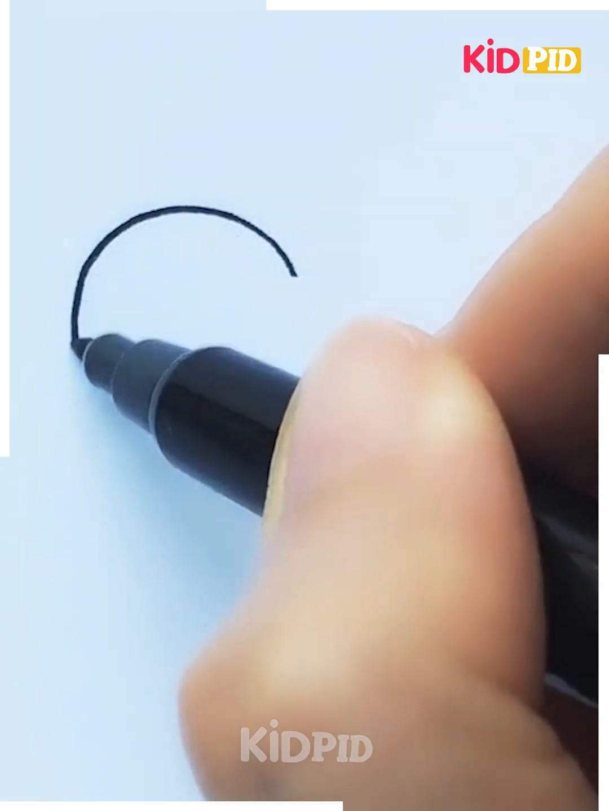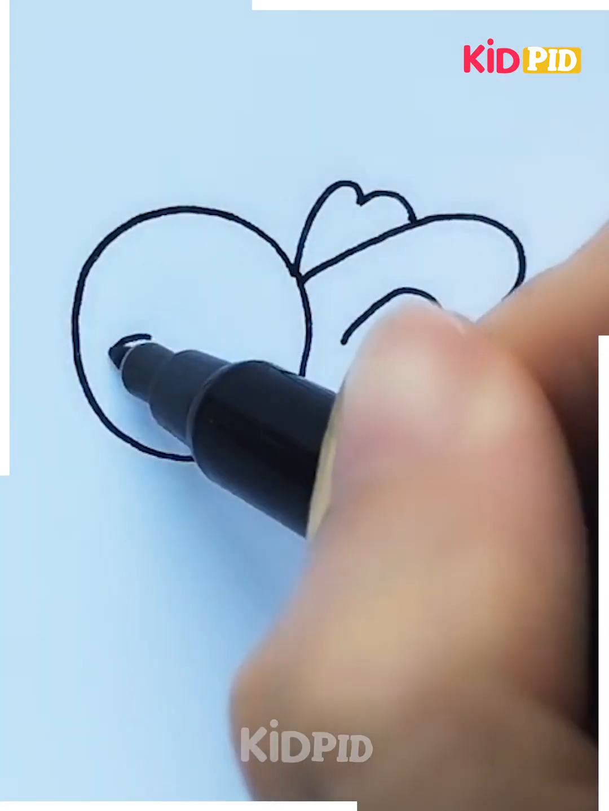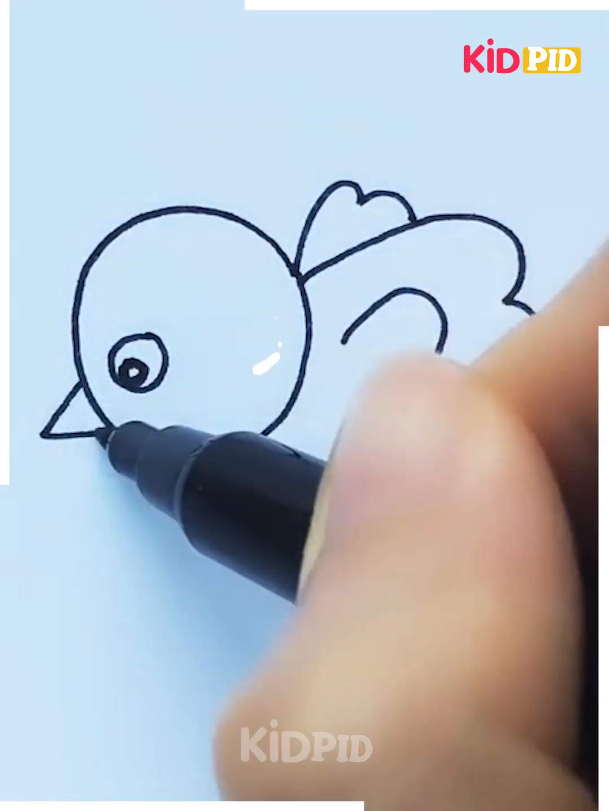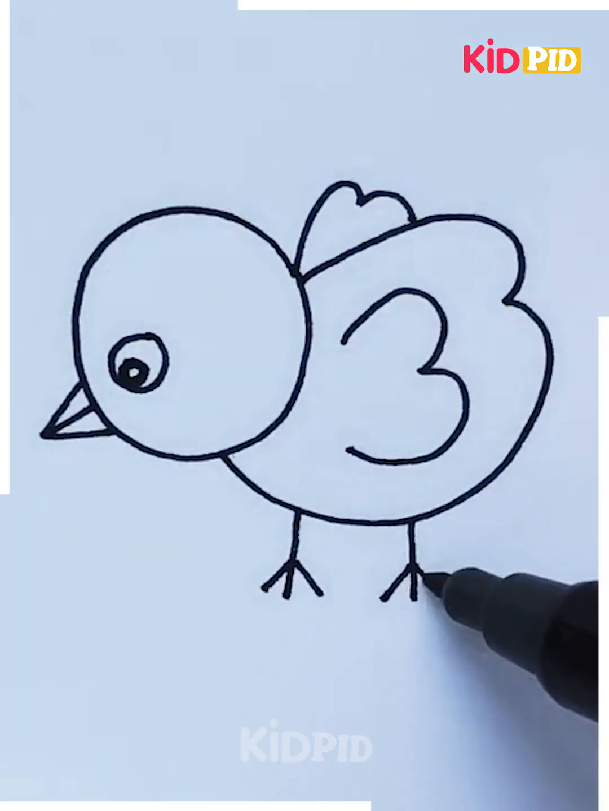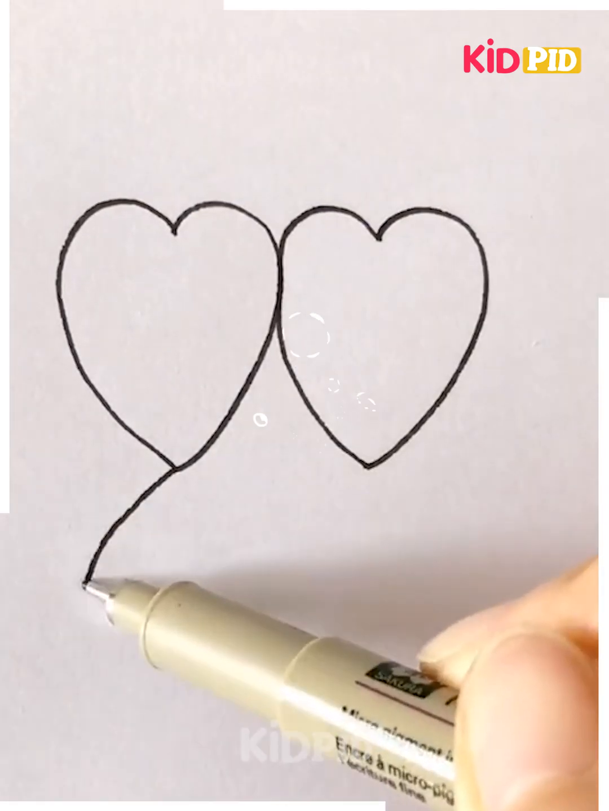The next thing we're gonna draw is a bird. To draw a bird, we're gonna start drawing it with the help of circling the head, eyes, beaks and with feathers as well. The next thing we are gonna draw is lovebirds with the help of the symbol heart.